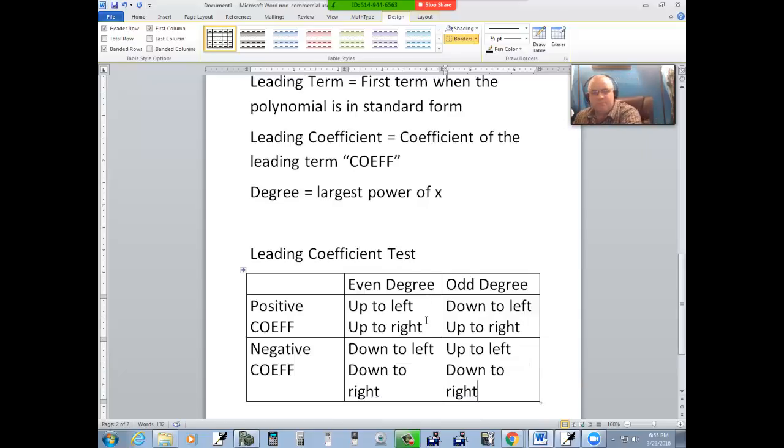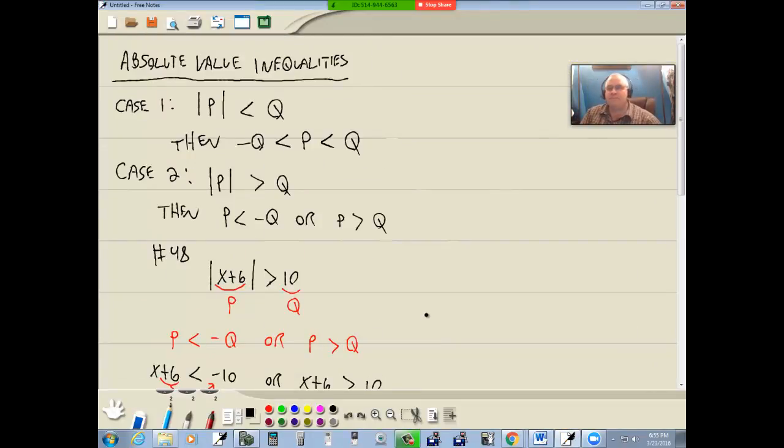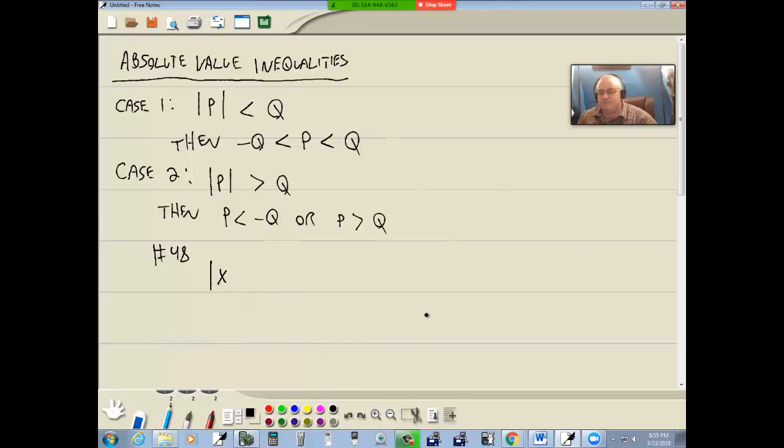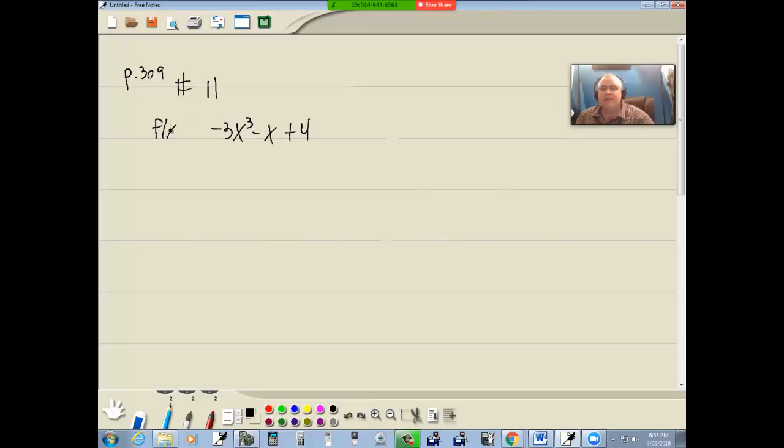Okay, well, let's see what in the world this means. So let me clear this off. This is on page 309, section 4.1. I think the first ones are pretty obvious if there's any homework dealing with that. Let's look at number 11. We got negative 3x to the third minus x plus 4, and f of x is equal to that.